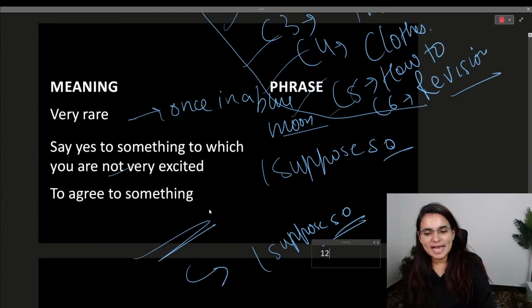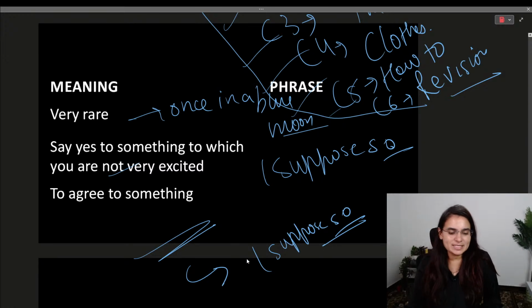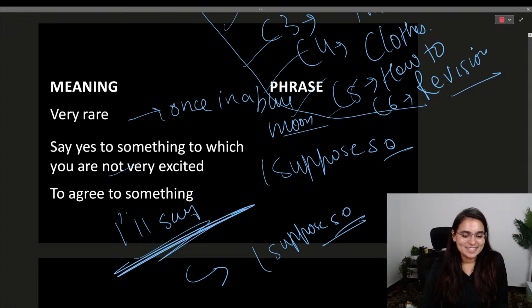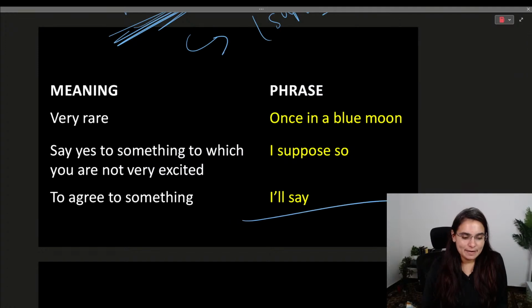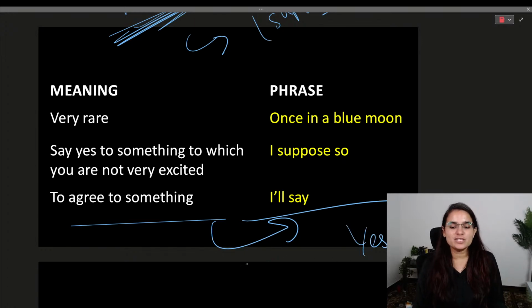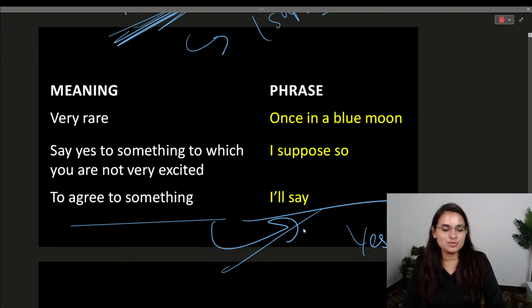All right. Now, next one is when you are agreeing with somebody. When somebody said something and you are agreeing to that, what is the phrase for that? Yes, "I'll say." Okay, very good. When you are agreeing with something, you can simply say, "I'll say." You don't have to say, "Yes, I agree." You just say, "I'll say." That means I accept what you just said.